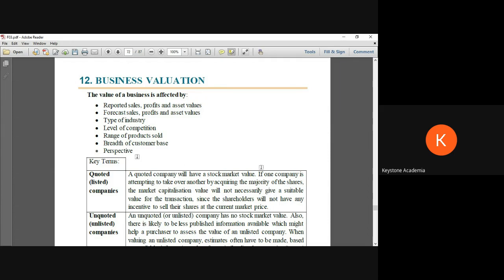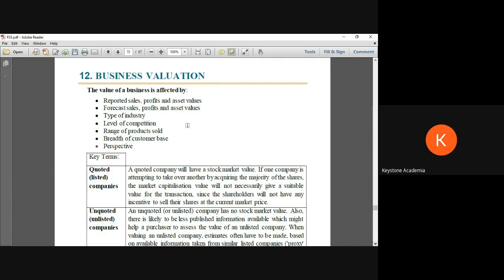For example, nowadays we can see tech companies who are just making losses, even fintech companies who are making losses, but they are promising for the future. Their valuation is so high compared to other businesses which are making profit. Why? Because they know this industry is for the future.